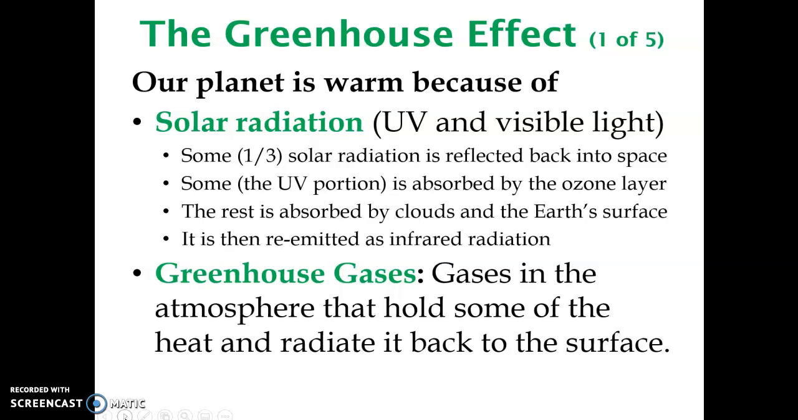So the rest of the energy that is not reflected back or absorbed by the UV portion is absorbed by clouds and by the Earth's surface. And when these molecules absorb this energy, they then re-emit it as a form of radiation known as infrared radiation. So if you had a spectrum in front of you, you would see ultraviolet down here on the left, visible light comes next, and then infrared radiation would be on the right. So it changes the wavelength of the radiation, but it is nonetheless a warming radiation.